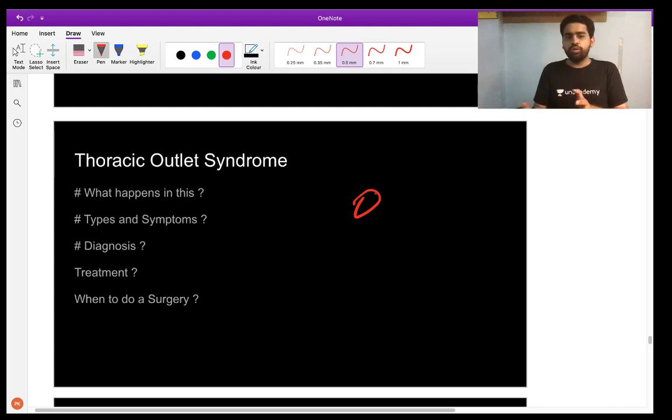If I ask you which is the most common one among these, the most common is neurogenic. Now, why can it occur? Yes, Danish, you're right, it may occur because of a cervical rib. That is one of the causes, but not the only cause. It can occur due to any reason.